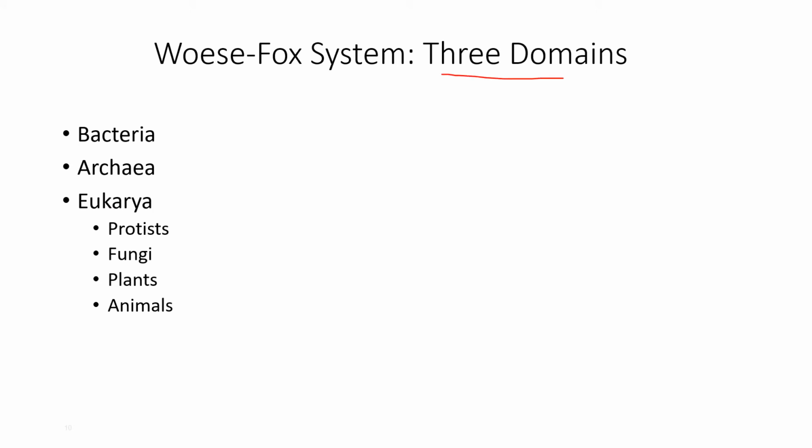Okay, the domain system, the Woese-Fox system, divides things into three domains: bacteria, archaea, eukarya, and this one actually has them: protists, fungi, plants, and animals.